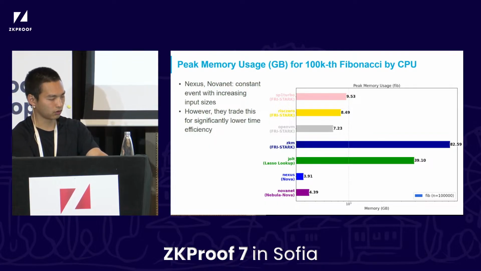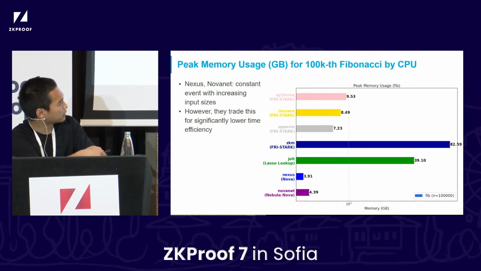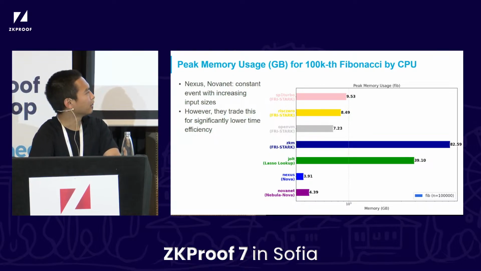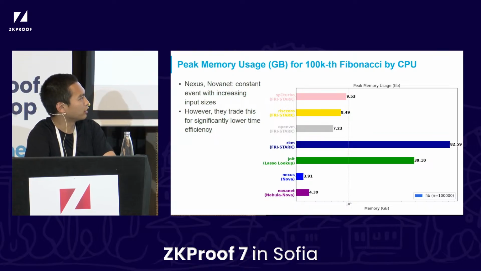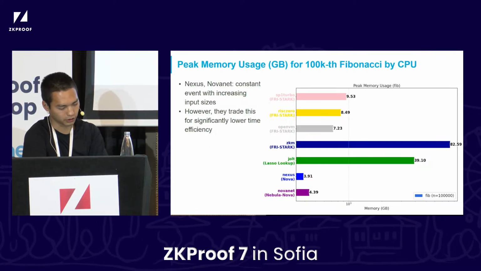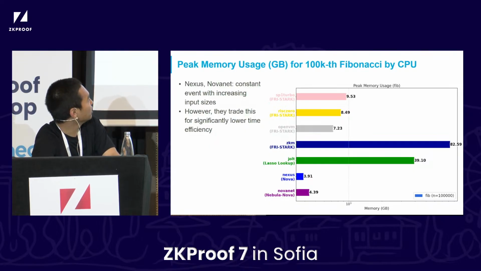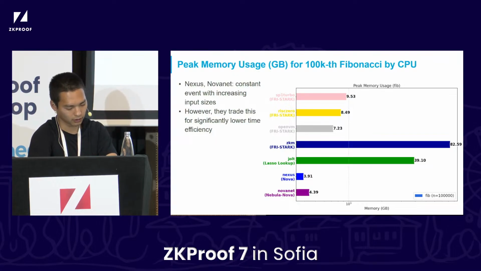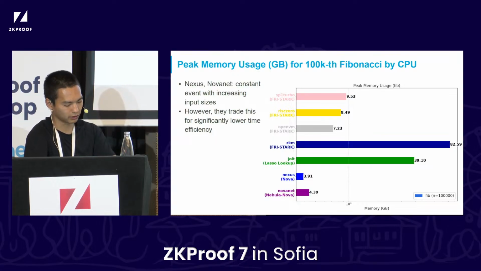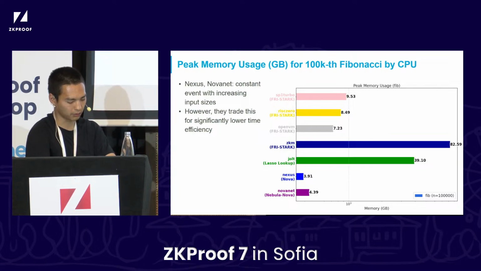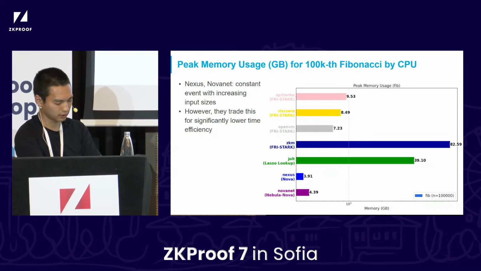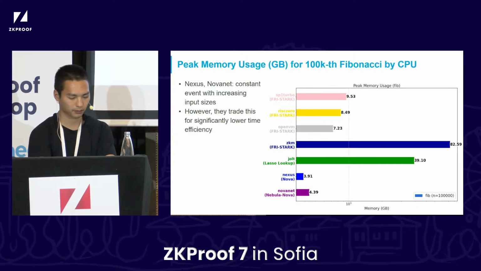Regarding the comparison of peak memory usage for 100K Fibonacci by CPU, notable is zkM's large 83 gigabyte peak memory usage. Meanwhile, Nexus and NovaNet maintain constant memory usage even with increasing input size. However, as we saw earlier, they trade this for significantly lower time efficiency.